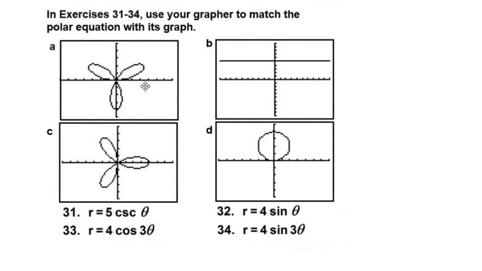Now in the past I've done this, I have another video that shows doing this exercise with the TI Inspire calculator. So this is the first time I've shown this using a TI-84 series calculator. So I'm going to graph a couple of these and you'll get, I hope, the idea of how to do this. Now for problem 31, we have r equals 5 cosecant theta.